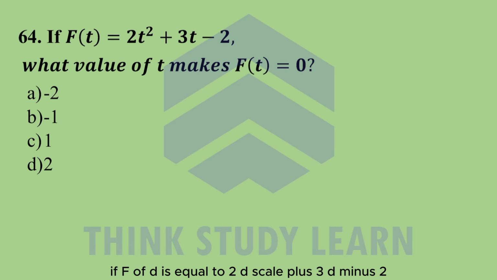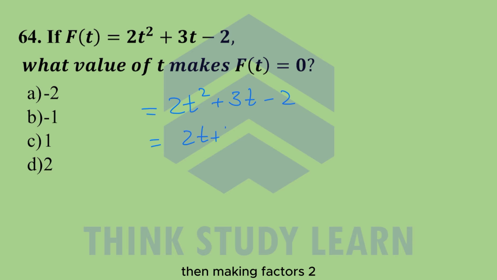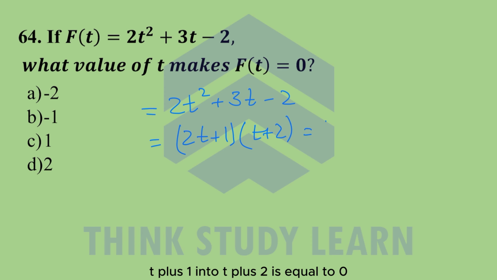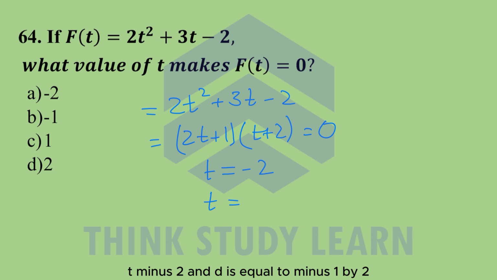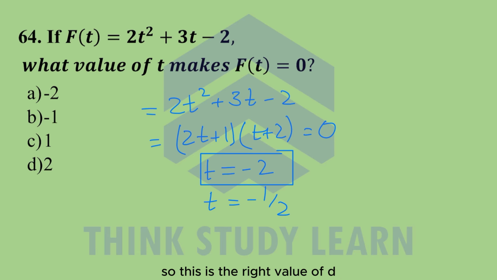If f of t is equal to 2t square plus 3t minus 2, then what value of t makes f of t equal to 0? The given equation is 2t square plus 3t minus 2. Then making factors, 2t minus 1 into t plus 2 is equal to 0. We will get two values of t from this equation, t is equal to minus 2 and t is equal to minus 1 by 2. Only t is equal to minus 2 is in the options. So this is the right value of t. A option is the right answer.